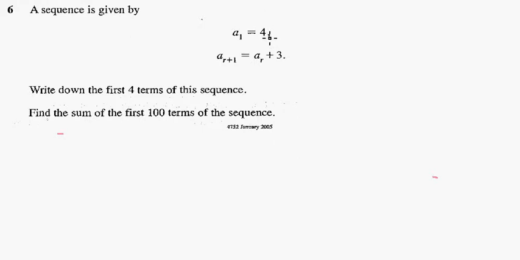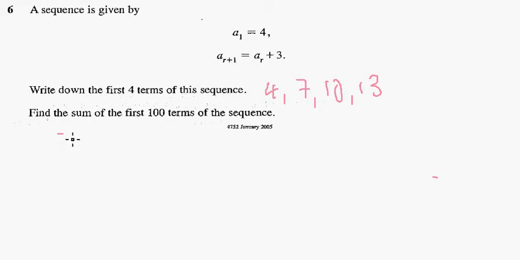So if the first term is 4, the next term will be the previous term plus 3, 7. The next term will be the previous term plus 3, 10, and 13. So those are our first 4 terms. Pretty easy. Find the sum of the first 100 terms of the sequence.